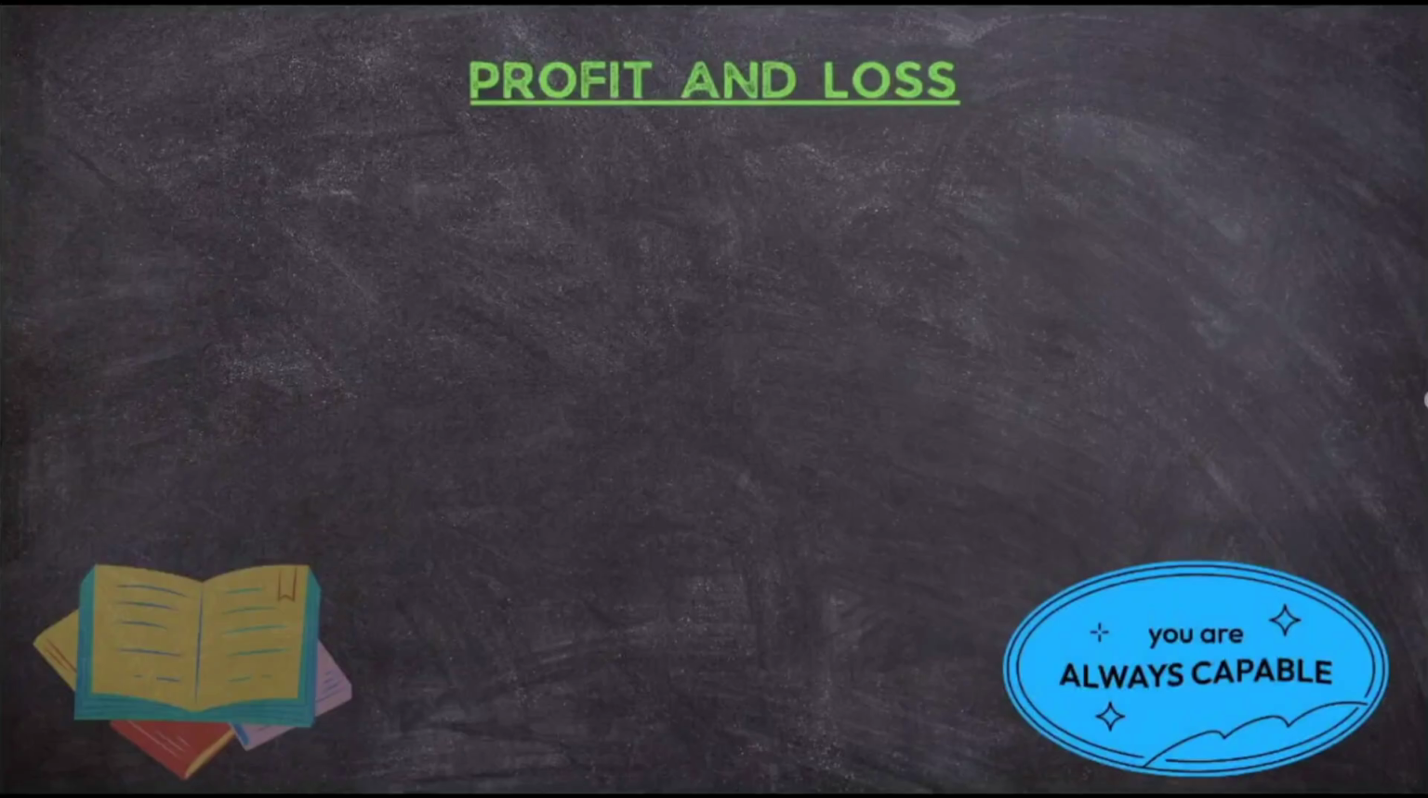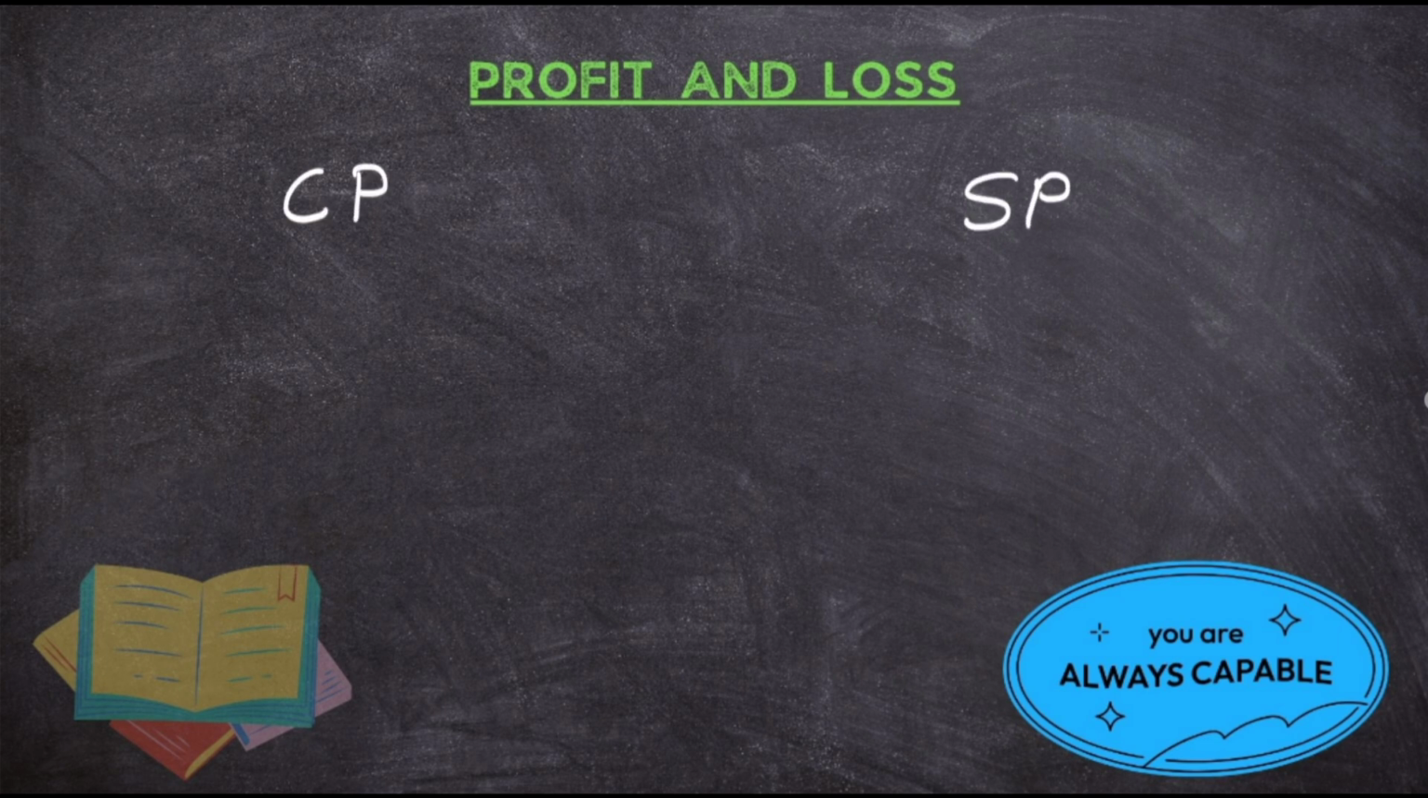So today we are going to learn the topic profit and loss. Basically, before understanding the meaning of profit and loss, we need to understand the meaning of two terms. First is CP and another is SP. Now what do CP and SP mean? The full form of CP is cost price and the full form of SP is selling price.